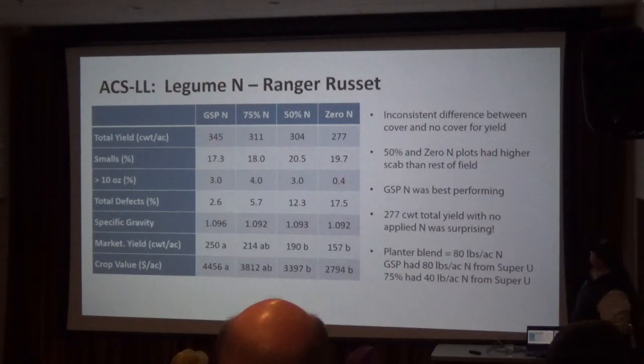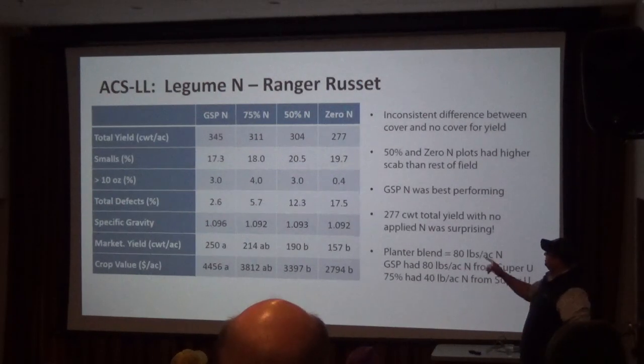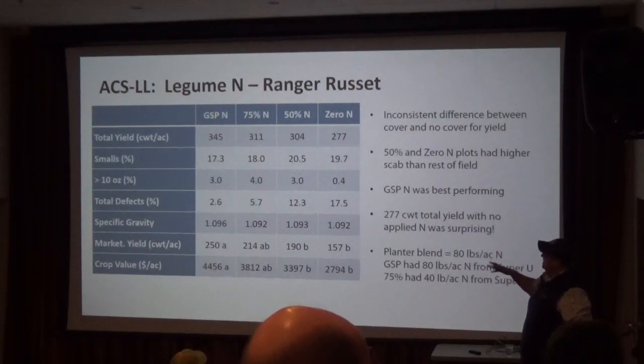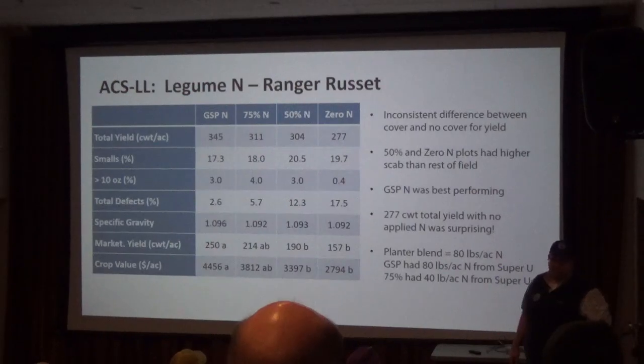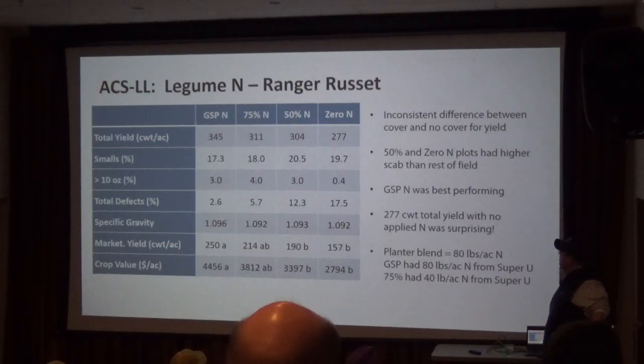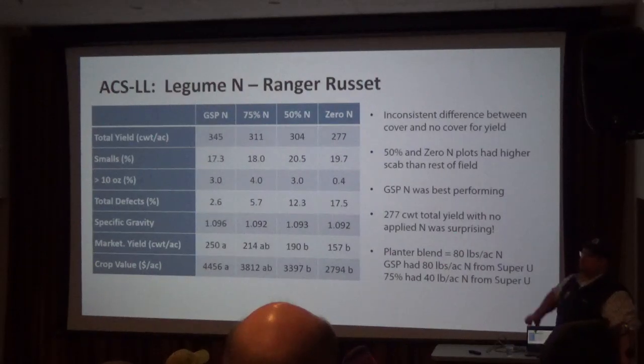For Ranger Russets, this was the only field where we actually saw basically the best yield in the 100% rate, and it was the field that stayed green the longest. There were also some scab issues in the 50 and 0% rate here. And note, the 0 is in the same strip as the 50, so there is potentially some side effect there.